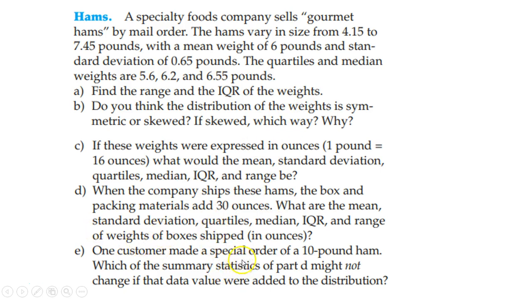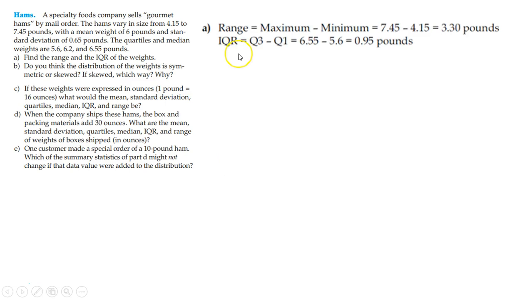And then one customer made a special order of a 10-pound ham. Which of the summary statistics of Part D might not change if that data value were added to the distribution? So let's take a look here and fight our way through. The range is the max minus the min, so right there it is, and they told us the high and the low.